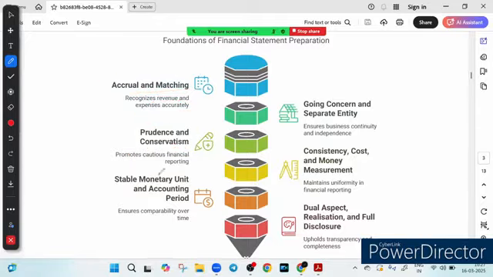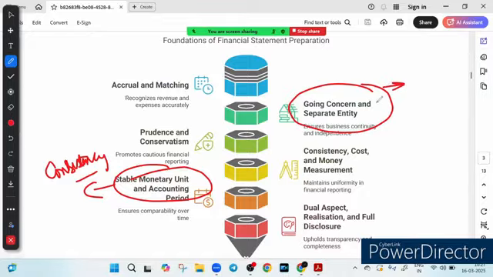The next point we have is stable monetary unit and accounting period. To compare financial performance, consistency is the key. This principle ensures that financial statements use a stable currency and follow a fixed reporting period, making analysis meaningful over time. Then we have going concern and separate entity. A business is assumed to operate indefinitely unless proven otherwise. Plus, a company's finances are separate from its owner, ensuring business continuity and independence in the financial records.